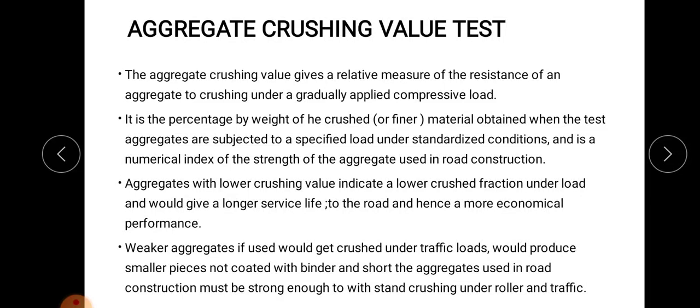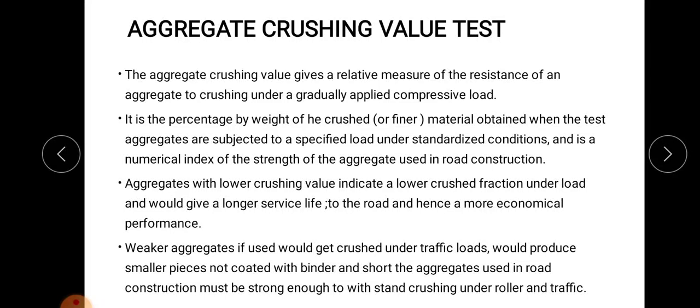So in order to find the strength of the road aggregate used in road construction, we are doing this aggregate crushing value test. Okay, and the aggregate with lower crushing value indicates a lower crushed fraction. If the aggregate crushing value is low, it means there will be a lower crushed fraction under load. So it will give a longer service life, because if the crushing is low, the aggregate is strong, so it will give longer service life to the road and hence more economical performance.